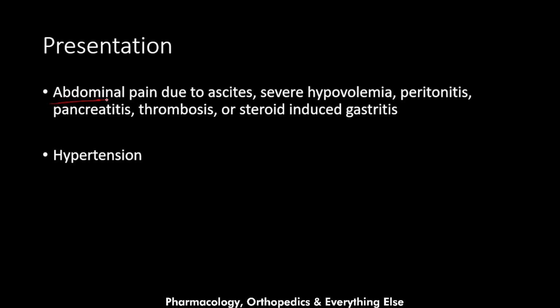There would be also abdominal pain due to ascites. Ascites forms because of the same reason, the oncotic pressure. Once it decreases, this would also lead to fluid being displaced into the peritoneum, and it would cause ascites, severe hypovolemia, peritonitis, pancreatitis, thrombosis, or steroid-induced gastritis. So your patient might present to you with abdominal pain due to these causes. There might be also hypertension.